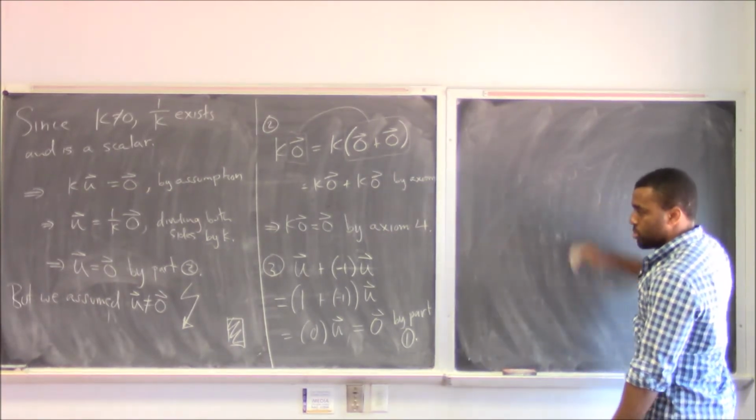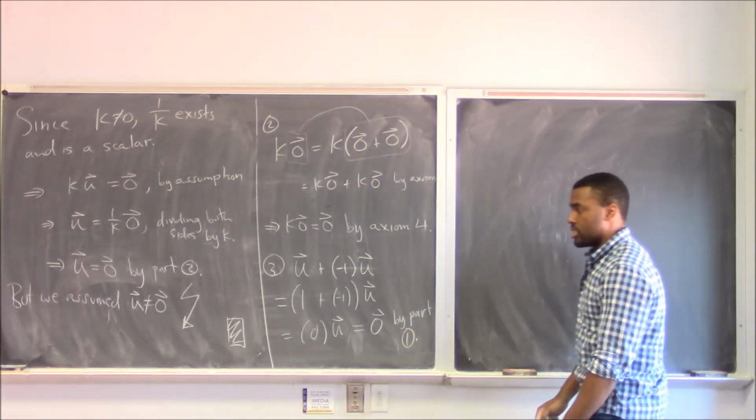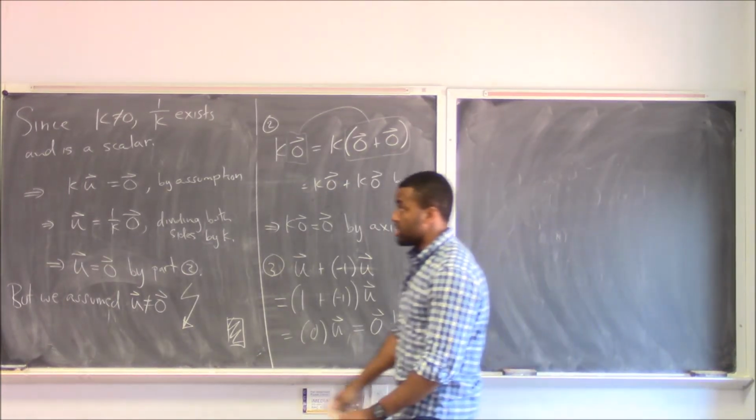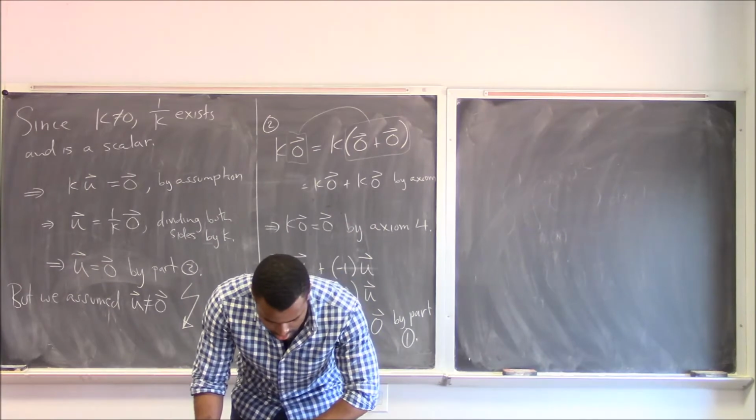But things like that, we need to prove them for vector spaces because there are many things that would seem obvious that should work in the real number sense, but they won't work in the vector space sense. So it's important that we actually prove these things.